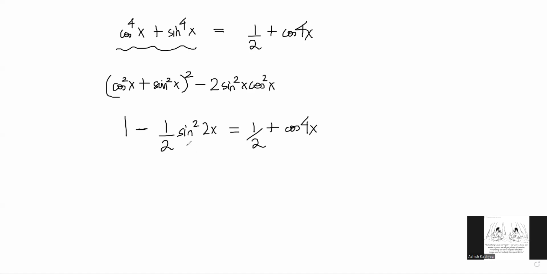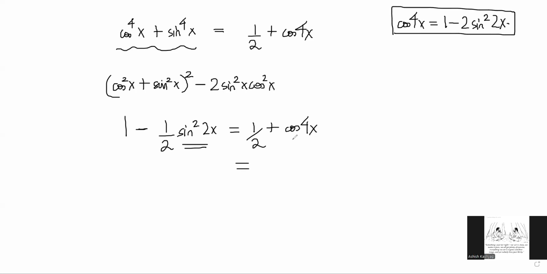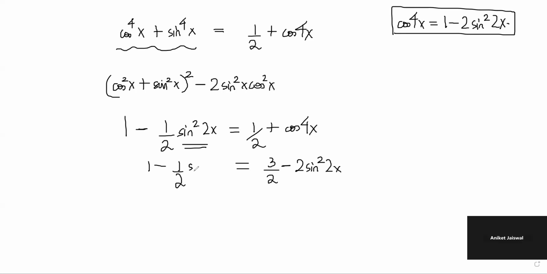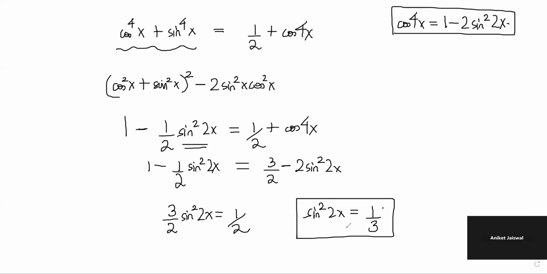And then we can do also one thing where we can write cos 4x as 1 minus 2 sine square 2x. So this will become 3 by 2 minus 2 sine square 2x. So this is slightly easier because we are getting directly sine 2x, right? We are getting 3 by 2 sine square 2x is equal to 1 by 2. We're getting sine square 2x is equal to 1 by 3, right? So that is also a possibility.